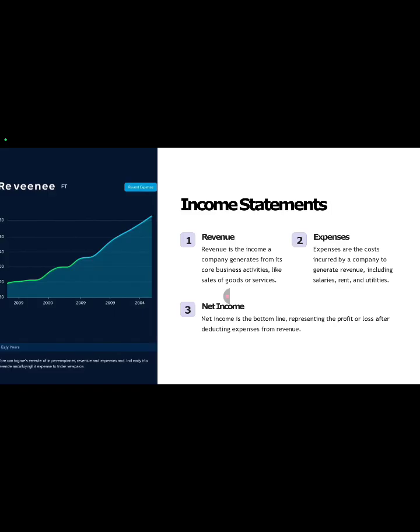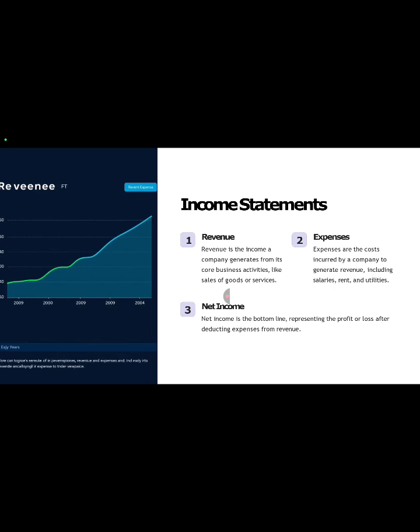Now comes the income statement. The income statement, also known as a profit and loss statement, is a financial document that summarizes a company's revenue, expenses, gains, and losses over a specific period, such as a financial quarter or a year. It provides insight into a company's financial performance, indicating whether it achieved a profit or incurred a loss during the time frame. Some of the key components of the income statement are revenue.